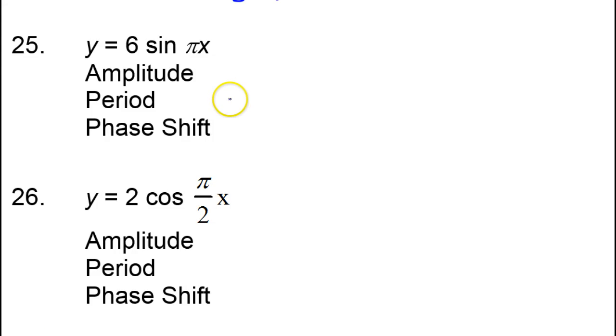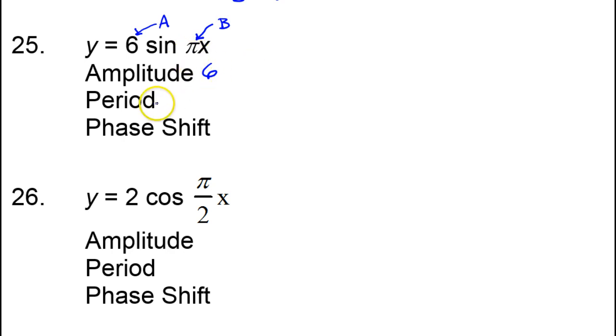In this video, we're going to continue practicing graphing sine and cosine functions with new amplitudes and periods and phase shifts, etc. So look, I have this a value right here of 6. And that a value tells me that the amplitude is going to be 6. Now, I've got this b value right here, and the b value is pi.